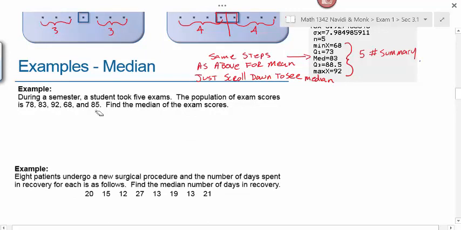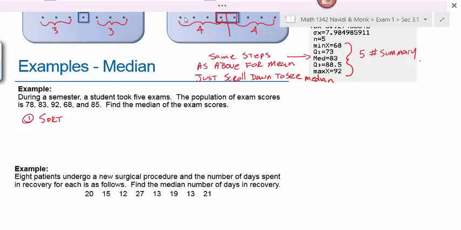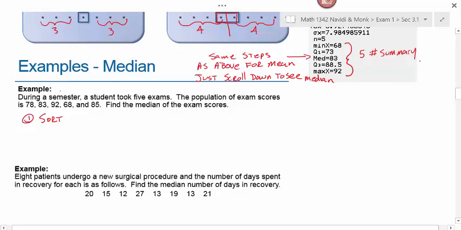Alright, the example from the book for the median says, during a semester a student took 5 exams. The population of exam scores is, and then we have the numbers listed. Find the median of the exam scores. What's the first thing I need to do in order to find the median? We've got to sort the data. It has to be in order from smallest to largest. Otherwise the median would change depending on what numbers you wrote first, second, third, and what have you. And the median has to be the same thing all the time.